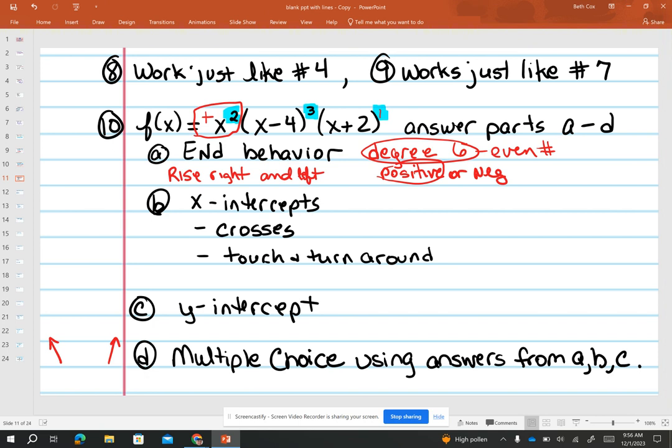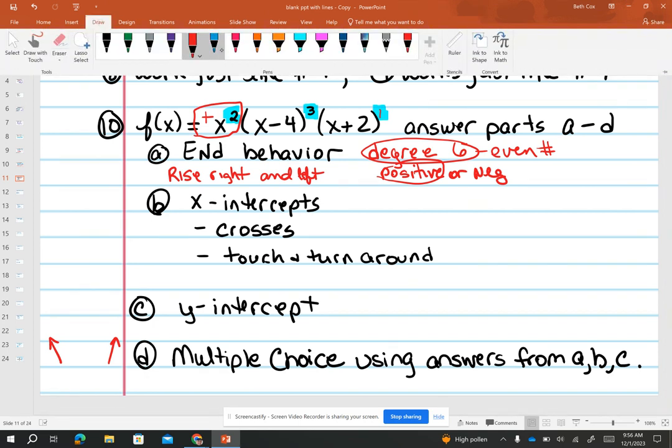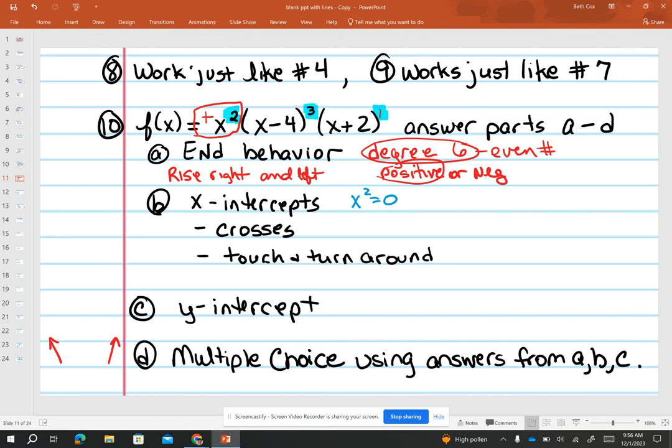Okay, next part is the x-intercepts. For the x-intercepts, we take each one of our factors and set them equal to 0. So I'm going to have x squared equals 0. I'm going to have x minus 4 equals 0. And we'll have x plus 2 equals 0. Now when I solve these, I get x equals 0, x equals 4, and x equals negative 2. So the x-intercept answers are 0, 4, negative 2.